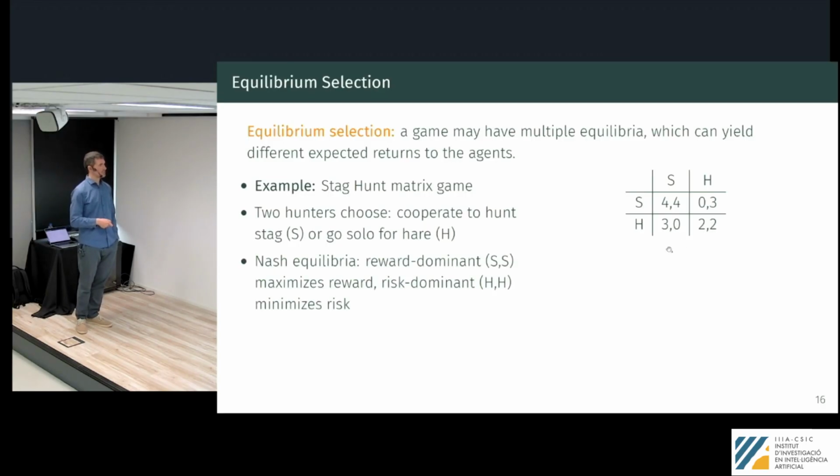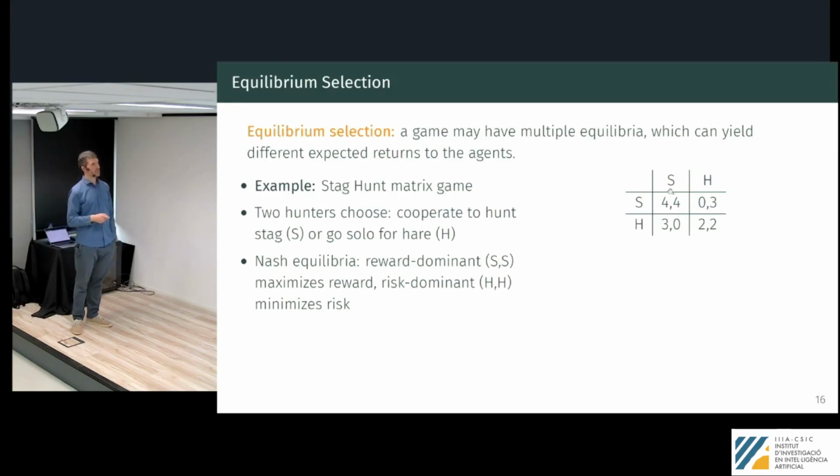So let's look at the Nash equilibria. There are two deterministic Nash equilibria. There's one at SS. You can see already that you don't have an incentive to deviate. And there's another one at HH. Similarly, there's no incentive for individual agents to deviate. But they are not the same qualitatively if you think about it. And we call these reward dominant and risk dominant.